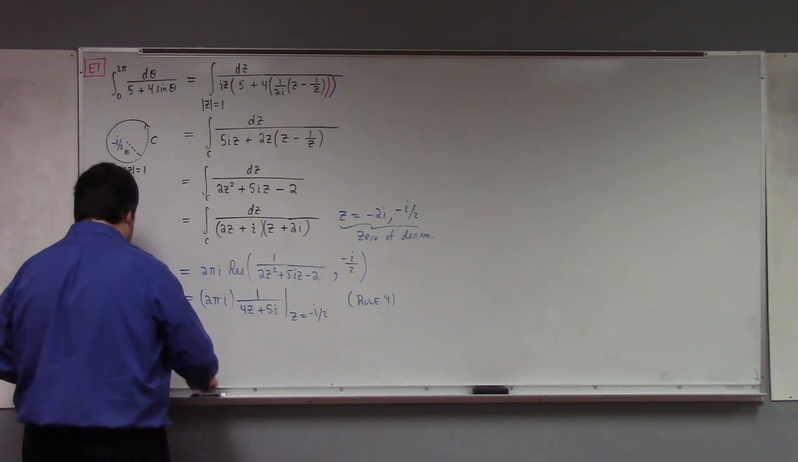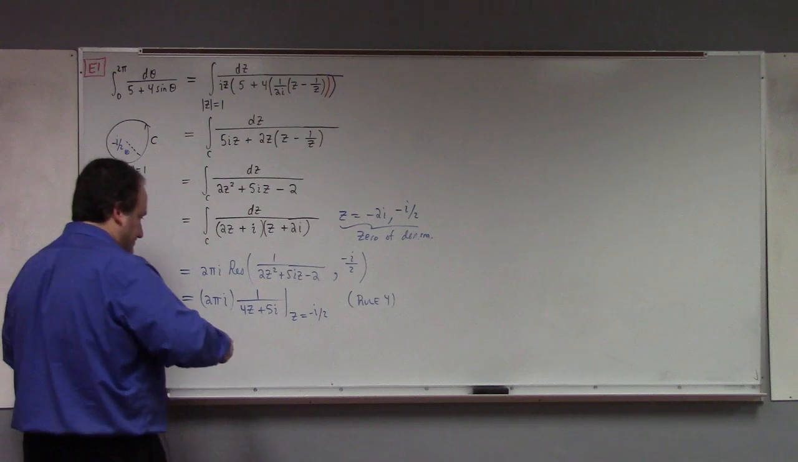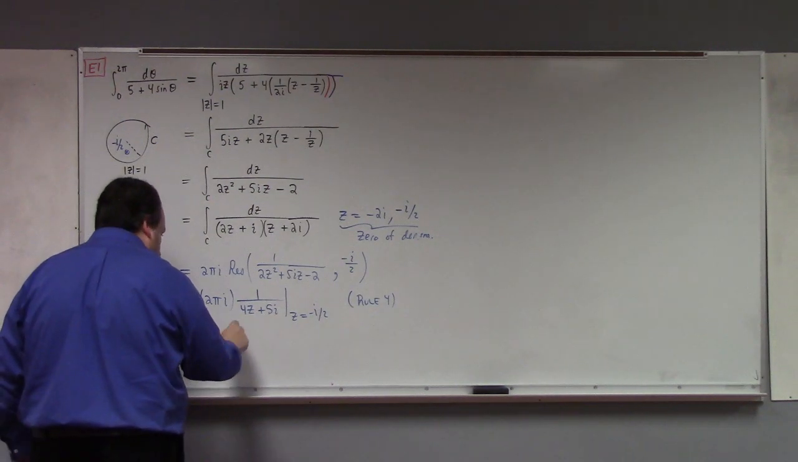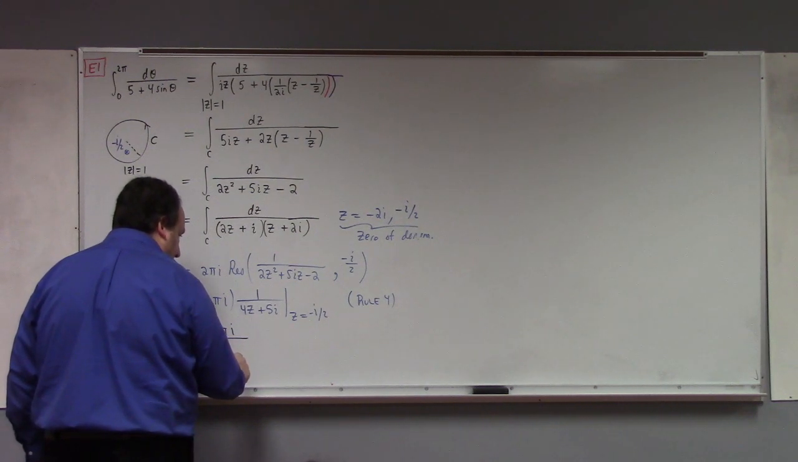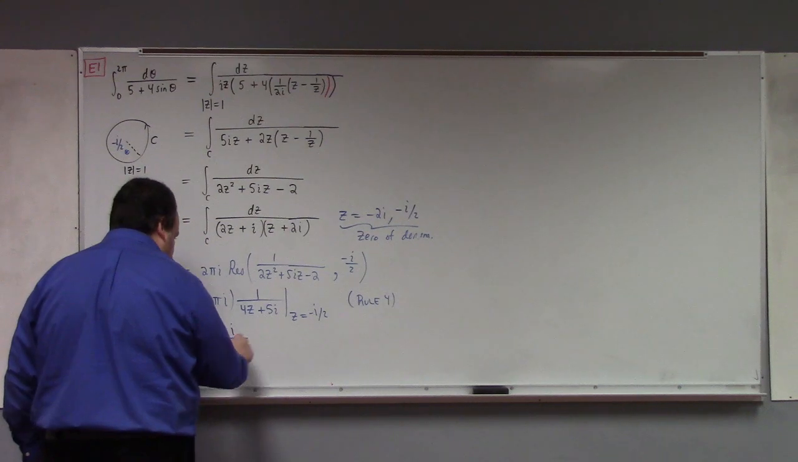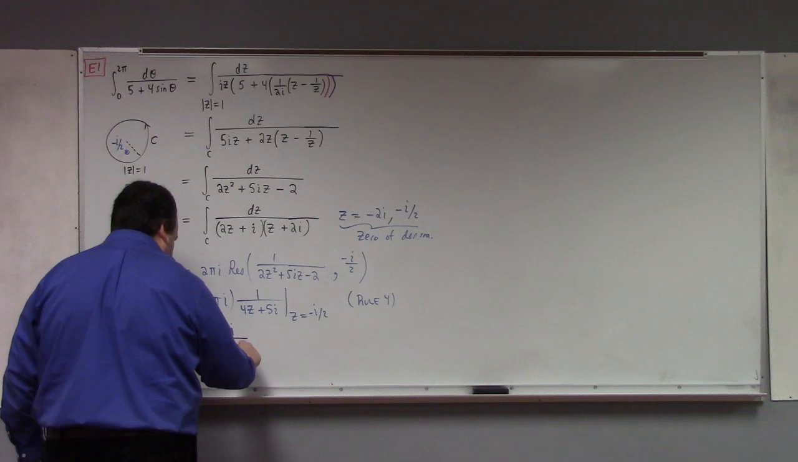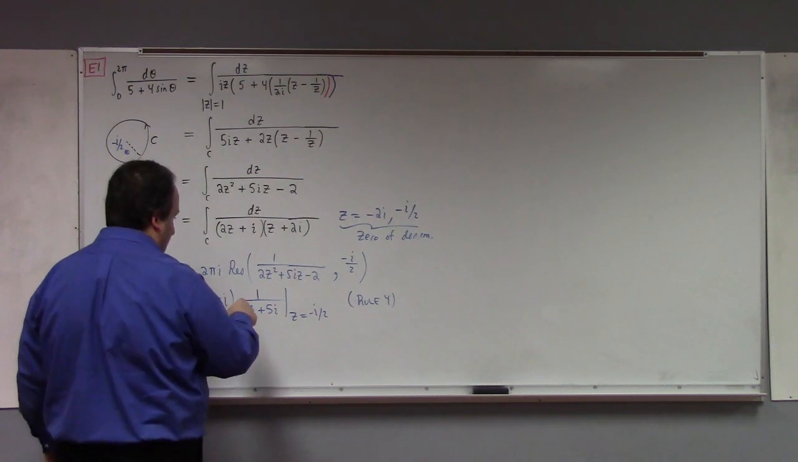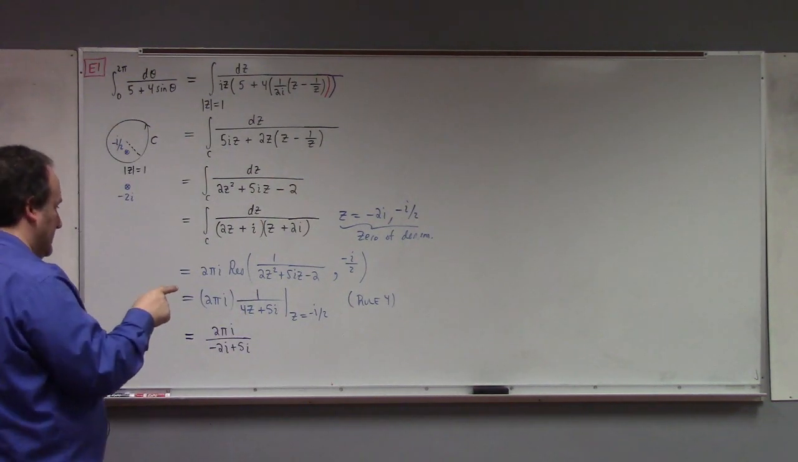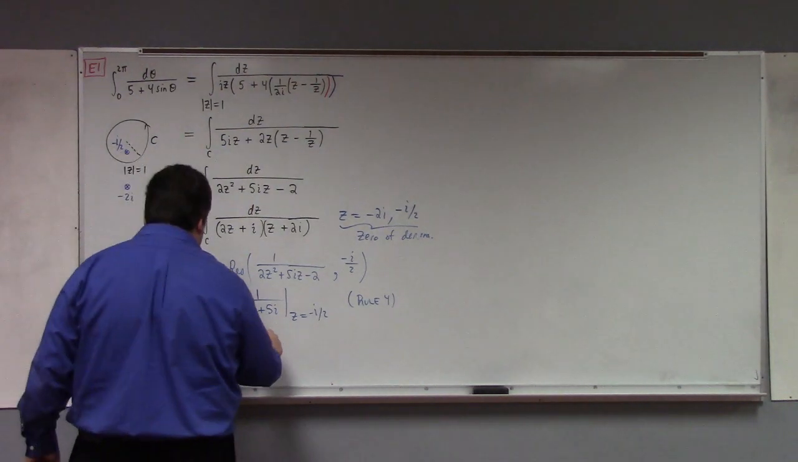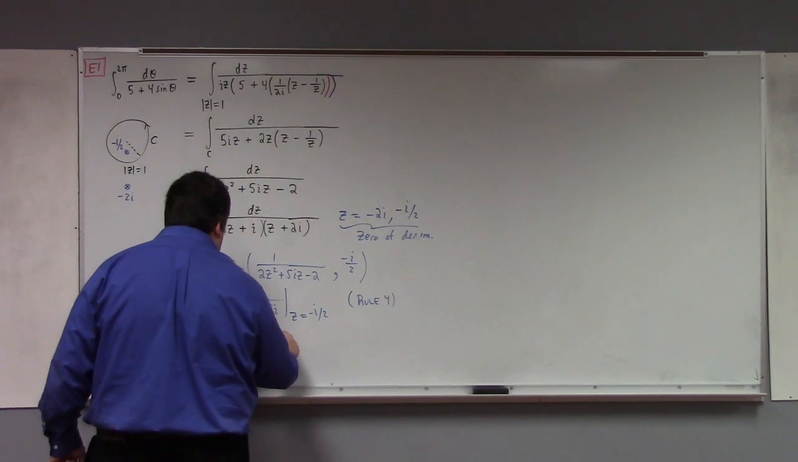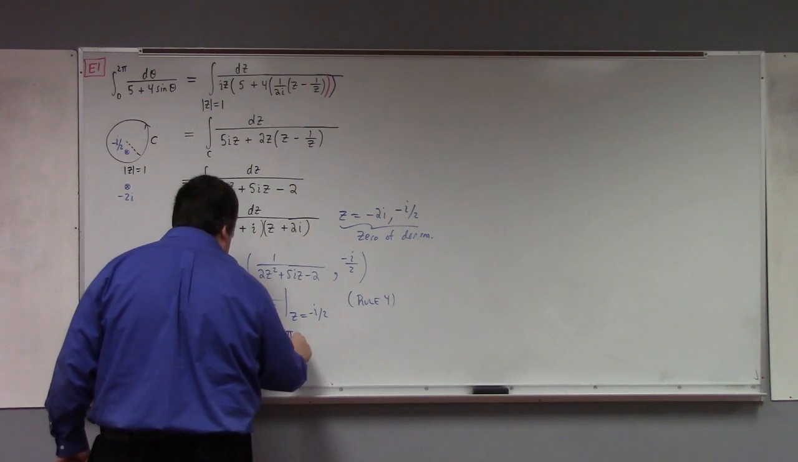And what do I got there? Got a 2 pi i divided by minus 2i plus 5i, I think. Because 4 times minus i over 2 is minus 2i, so that's a 3i. So the i's, they be canceling, and I get 2 pi over 3.